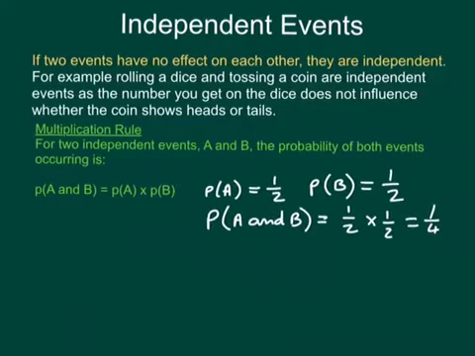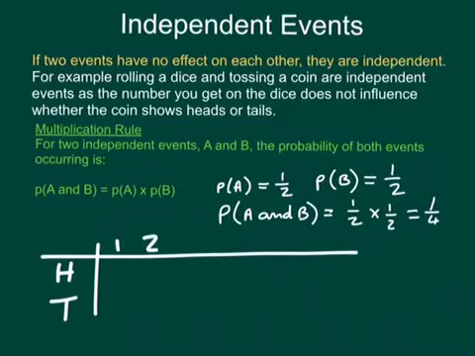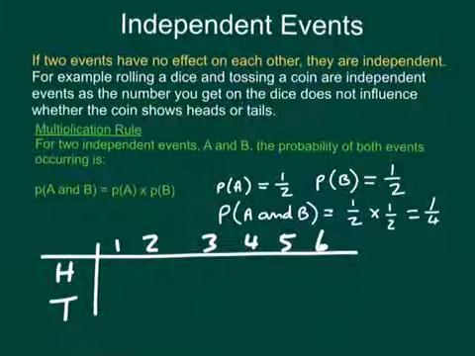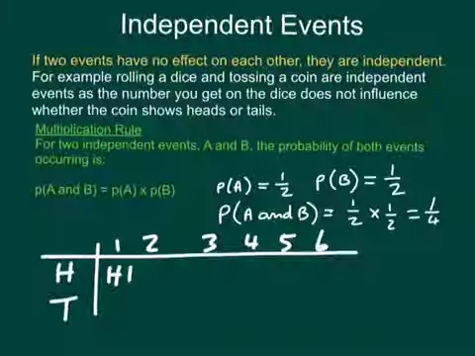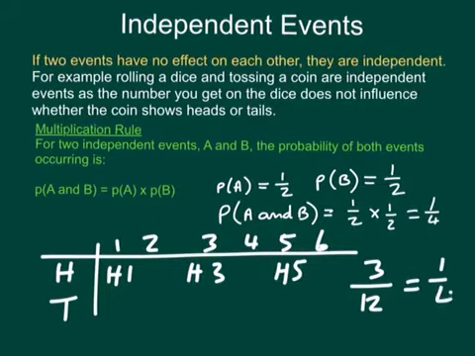You can see this a little bit more clearly maybe from a sample space diagram about why this rule works. If we've got heads and tails on the coin, and we've got the numbers 1 to 6 on the dice, then you can see that there are 12 outcomes altogether, and these 3 outcomes have got a head and an odd number, and so that's 3 out of 12, which is equal to a quarter.